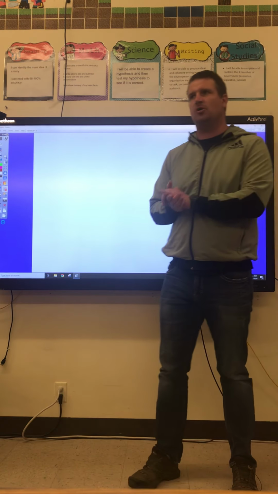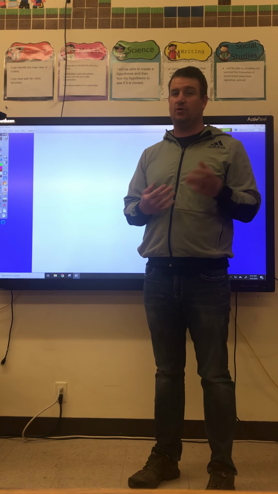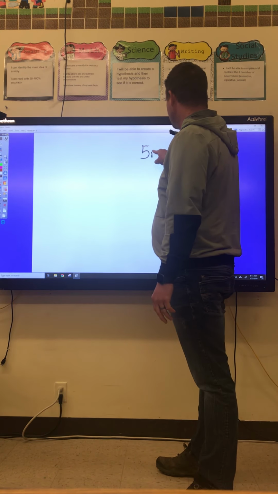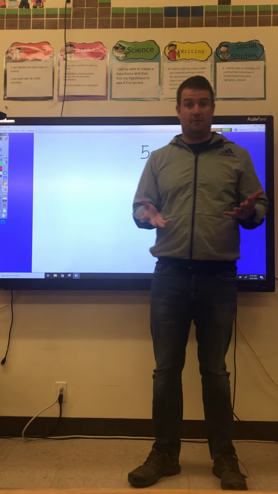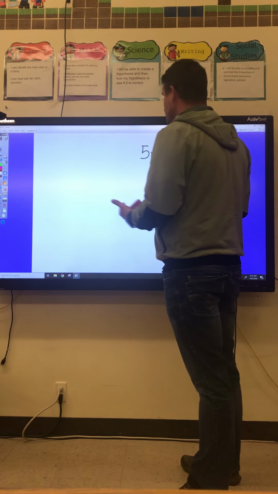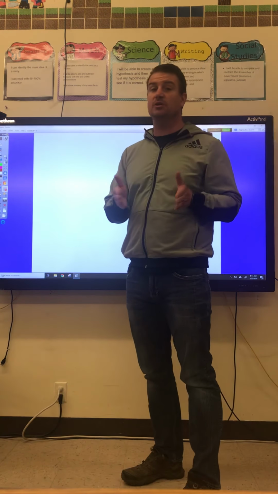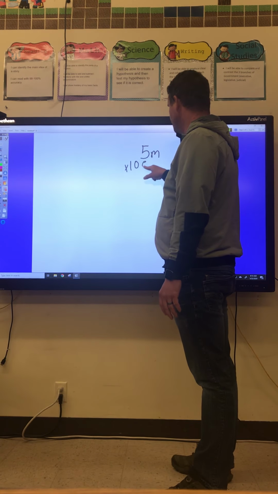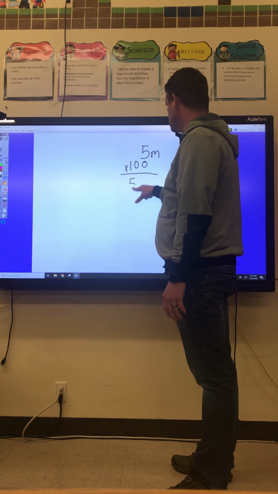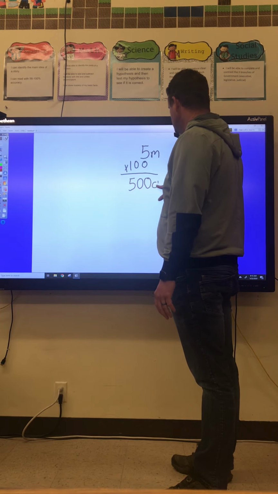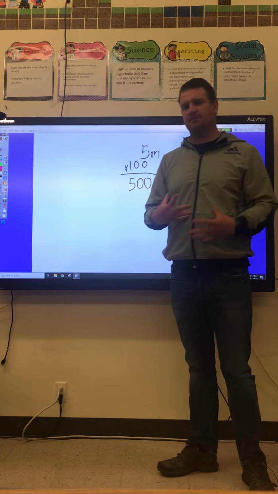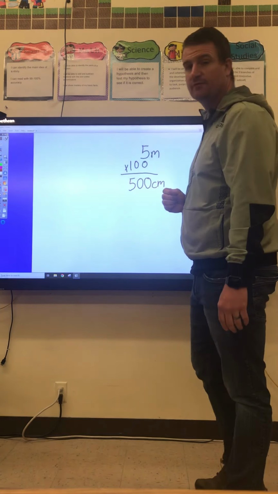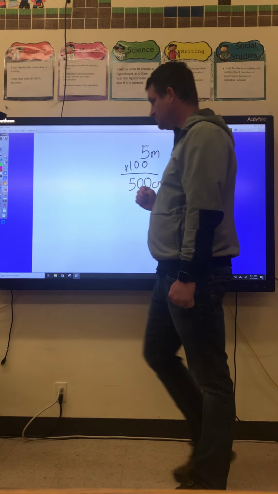Remember, if you're going from a smaller unit to a bigger unit, you have to divide. If you're going from a bigger unit to a smaller unit, you have to multiply. Let's use that. We have 5 meters. I want to know how many centimeters we have. So we're going to have to times it by how many centimeters are in each meter, which we know is 100. So we go 5 times 100, and that equals 500 centimeters.